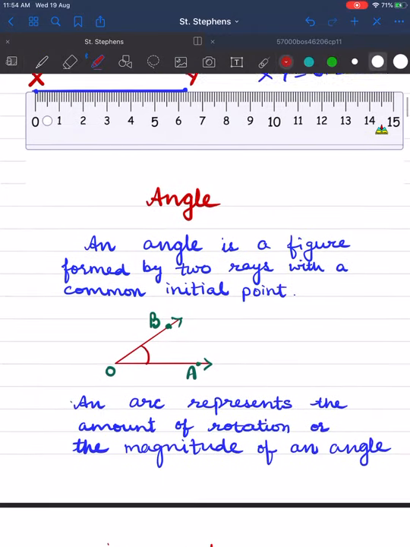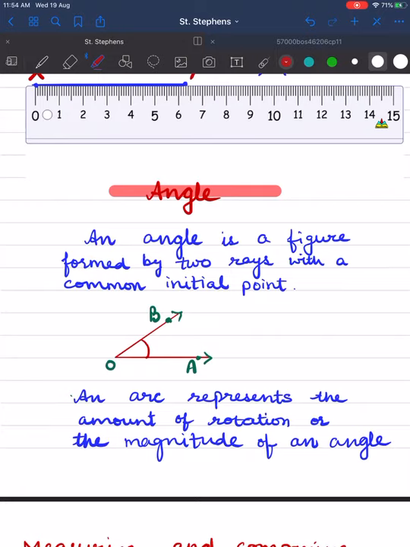Now let's understand angle. An angle is a figure formed by two rays with the common initial point. That common initial point is called the vertex of the angle. The mark inside the angle represents the amount of rotation or the magnitude of an angle. An angle is measured in degrees.